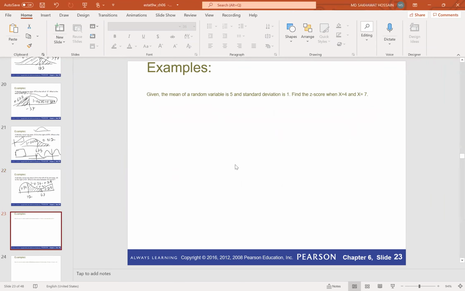Okay, the next one is, given the mean of a random variable is 5. When it says the mean of a random variable, this is the population mean, not the sample mean. This is not X bar. When they give the sample mean, they will for sure mention that it is the sample mean of the variable X or something. But if they just say the mean of a random variable, this is the population mean, mu. So mu is 5 and standard deviation sigma is 1.